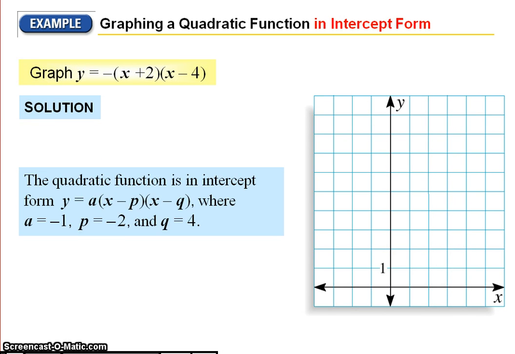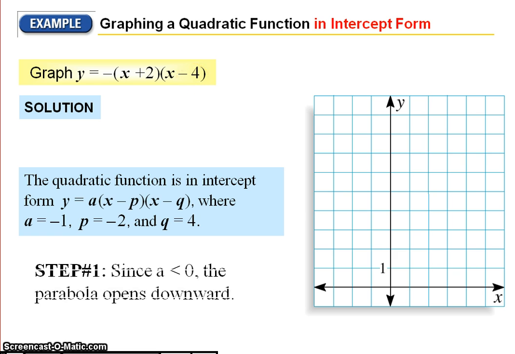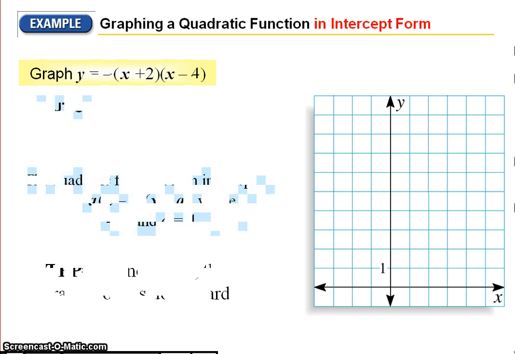Okay. So this next function is a quadratic in intercept form because it comes pre-factored. When it comes pre-factored, we can just read off the intercepts. The x-intercepts are minus 2 and 4. So we know those, and we also know that it's a downward facing parabola.